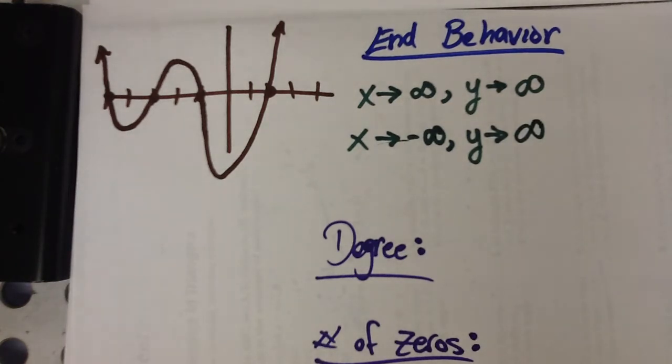So on the ends, this thing always goes up. Might go up and down in between, but eventually it goes up on either end. So that's how you answer that part.